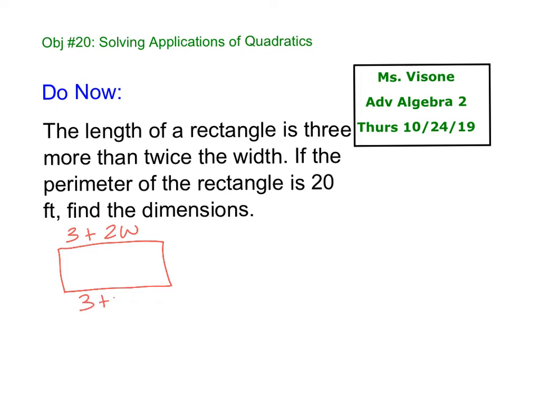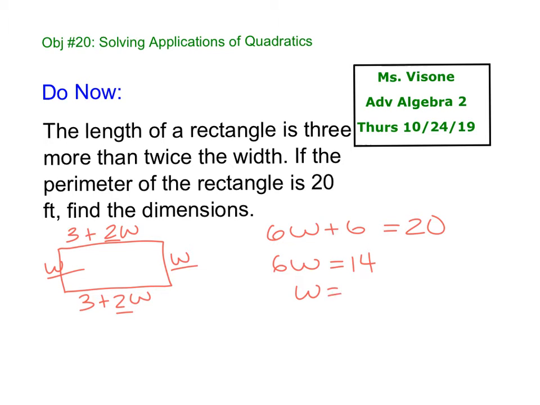So when you have a rectangle, opposite sides are the same. With perimeter, we add everything up, goes around the outside. So we have 1, 2, 3, 4, 5, 6W plus 6. 6W is 14. So W is, if we divide by 6, that's 7/3. All right, find the dimensions.